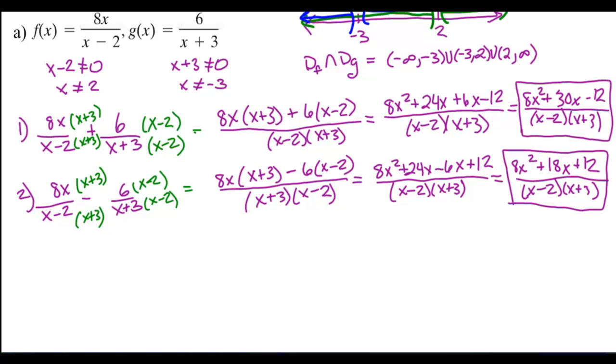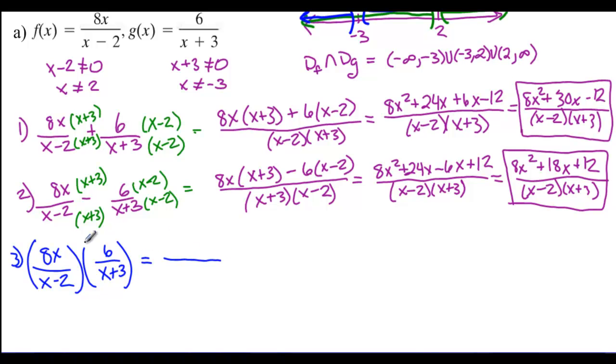All right, now let's look at the third part. So for the third part, we need to multiply. So it's the 8x over x minus 2 times 6 over x plus 3. And the multiplication here is actually quite simple. So we're going to multiply the top times the top, or the numerator times the numerator. We're going to get 48x on top, and on bottom I'm going to leave it factored. We'll have x minus 2 times x plus 3. And nothing's going to reduce here. So that's going to be done right there.